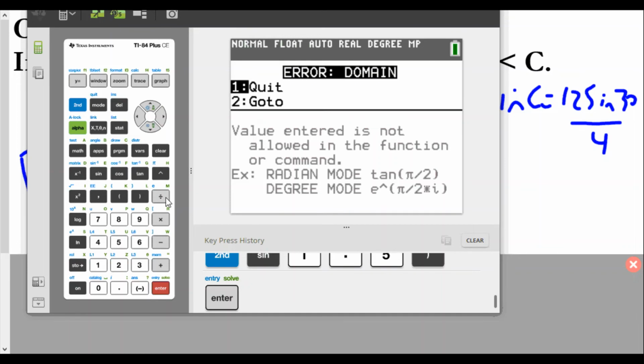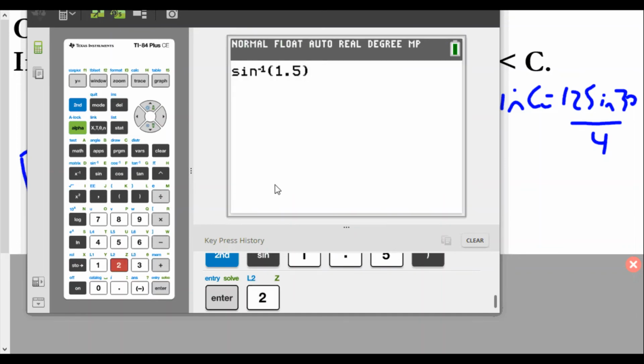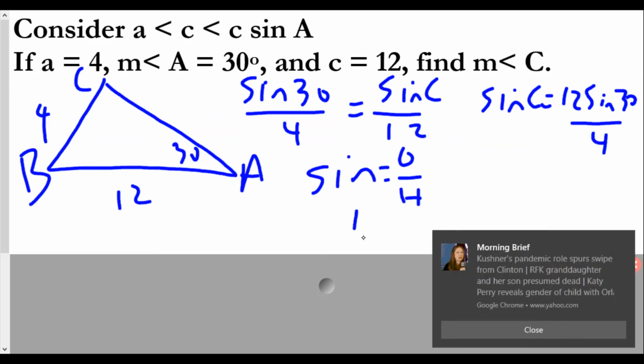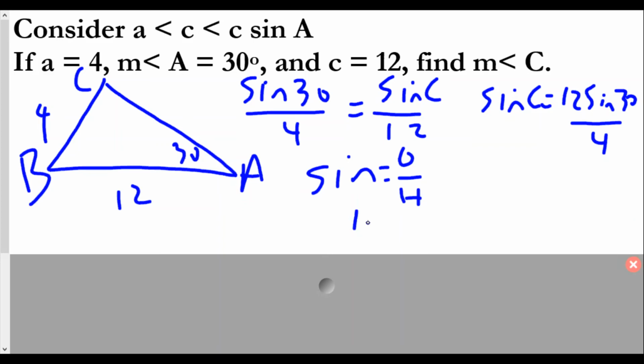Now, what does this mean? This means that when you get a domain error like that, the sine ratio cannot be greater than 1. Remember, sine is opposite over hypotenuse. If you had a ratio greater than 1, so 1.5 equals opposite over hypotenuse, that means the opposite side must be greater than the hypotenuse.